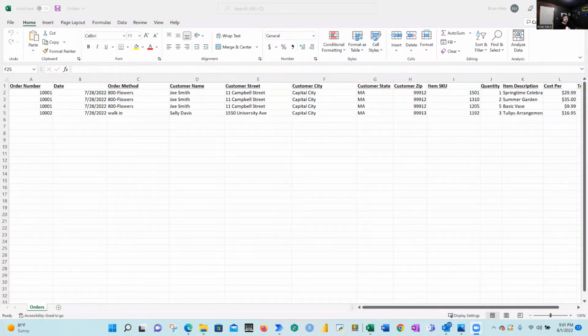All right, so what we have here is our order form. This order form has some standard information: your order number, date, all your customer information, where the order came from, how much of something was ordered, what was ordered, and the cost.